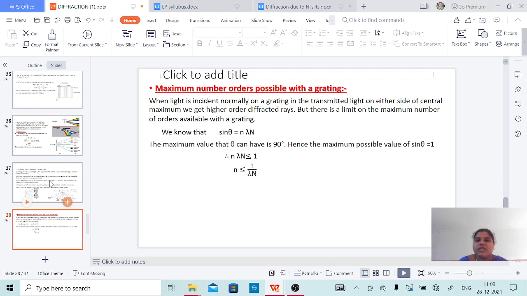Whenever theta becomes 90 degrees, sin theta becomes 1, so the maximum is 1. The maximum number of orders possible with the grating depends upon this equation.